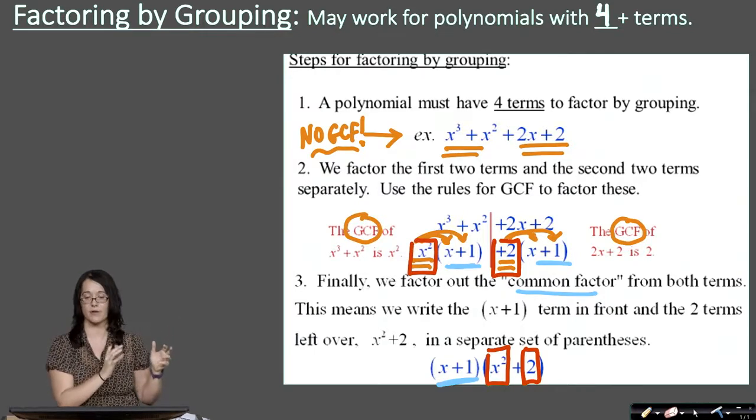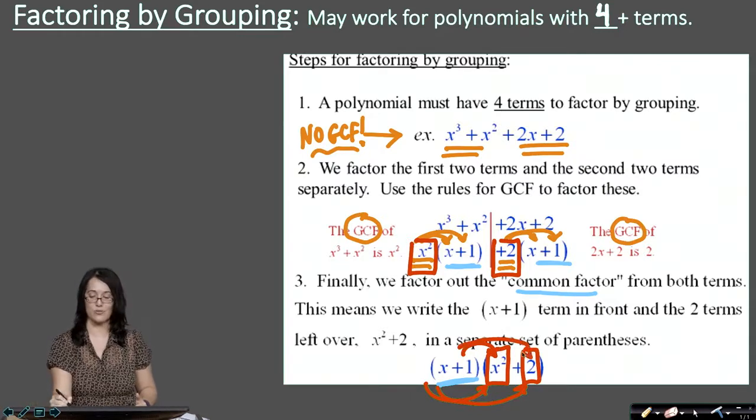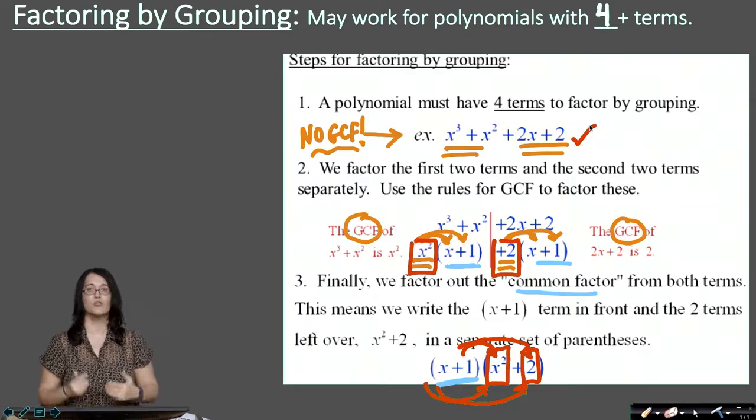The great news about factoring, you might not see it as great because it's more work, and we don't like work as Americans typically, but the great news is that you can know you're right. You can actually take the time to redistribute: x times x squared is x cubed, x times 2 is 2x, 1 times x squared is x squared, 1 times 2 is 2, and you'll notice you're back to the original problem. So you know that you're saying the same thing in a different way.